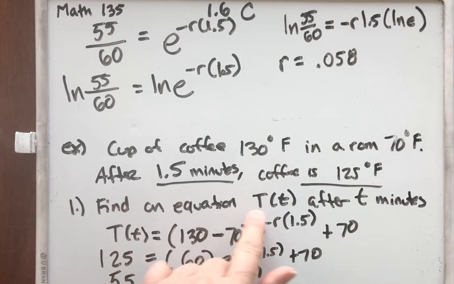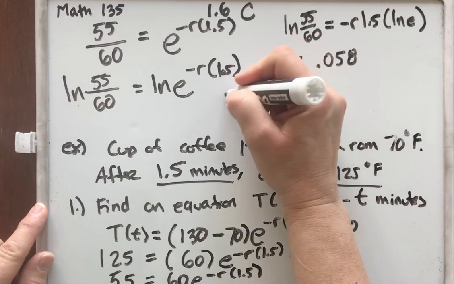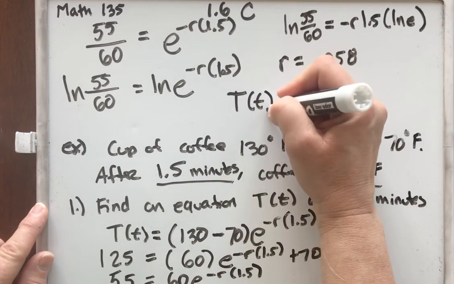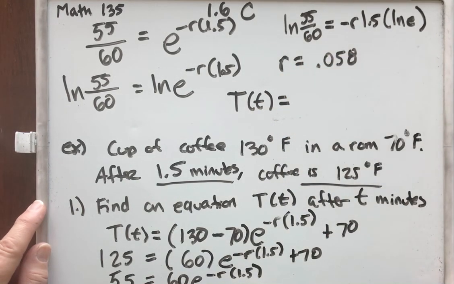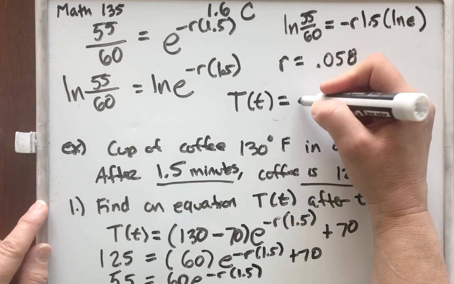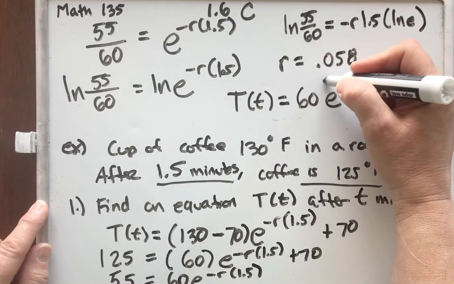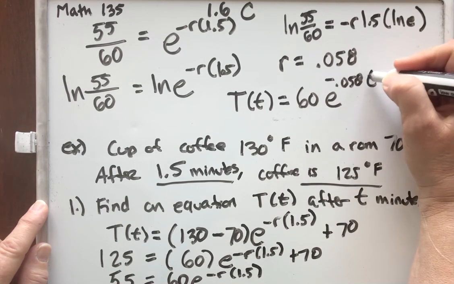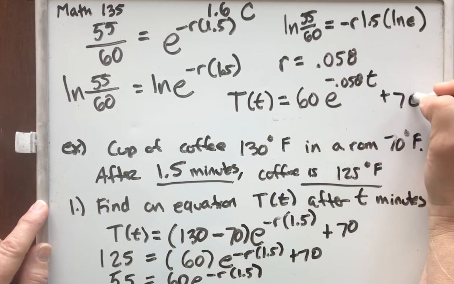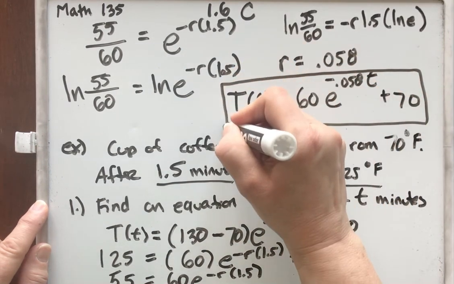Okay, so now we can do what it asked for: find an equation T of t after t minutes. Here's our equation. It's going to be kind of like our formula. We can put any minutes in there and find out the temperature of the coffee. So our formula is 60 e to the negative 0.058 t plus 70. That's kind of fun.